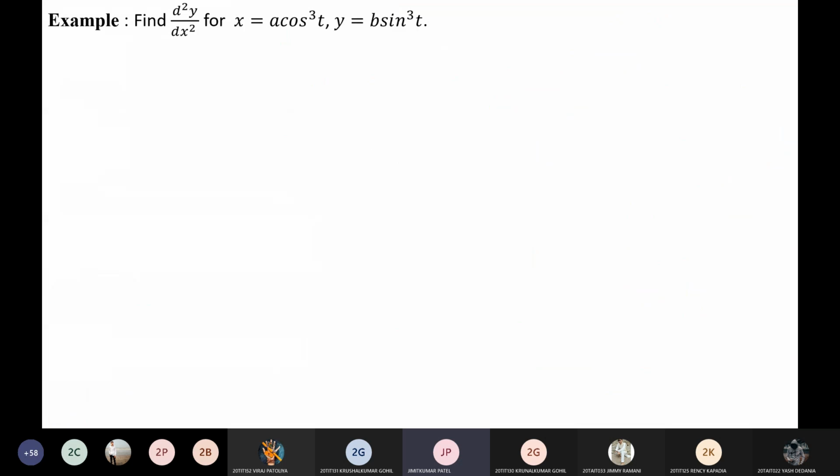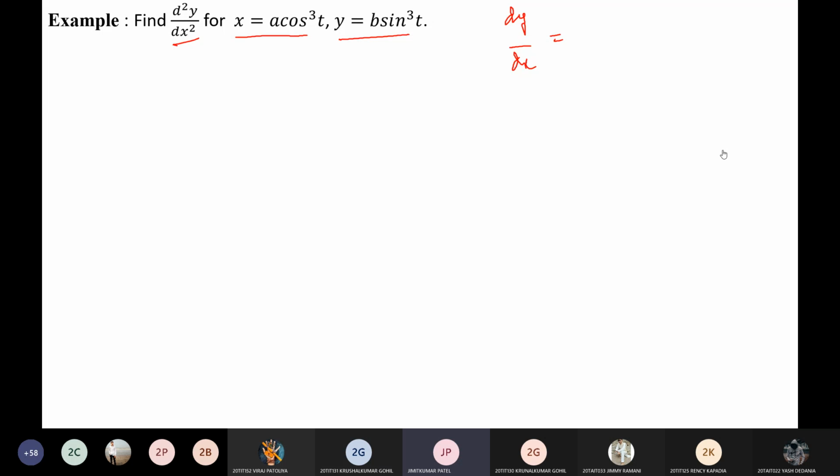Okay, then the next example is for differentiation. Find d square y by dx square for x is equal to a cos cube t and y is equal to b sin cube t. Okay, so what do we use here? Anybody, how can we find dy by dx?